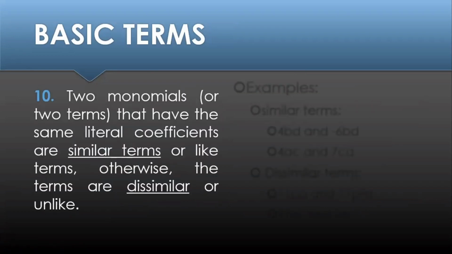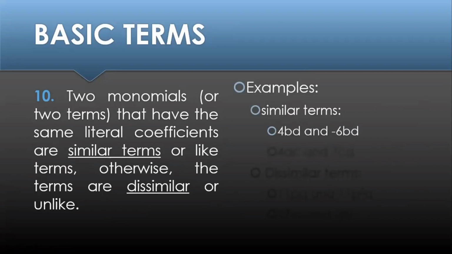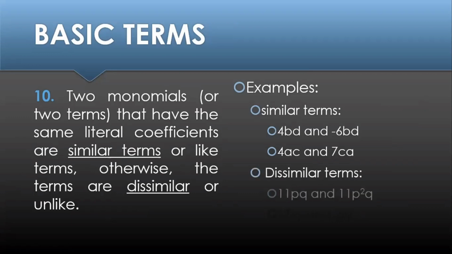Next, if there are two monomials or two terms that have the same literal coefficients, they are called similar terms or like terms. Otherwise, the terms are dissimilar or unlike. Examples of similar terms, we have 4BD and negative 6BD and 4AC and 7CA. Regardless of the order of the literal coefficients, so long as they are the same, then it is called similar or like terms. Then we have the dissimilar terms, 11PQ and 11P squared Q and 17XY and 2ZY.